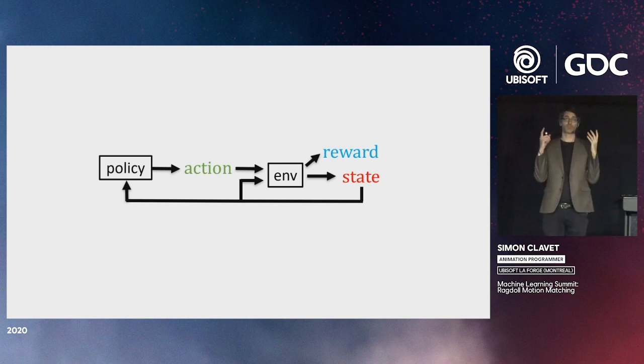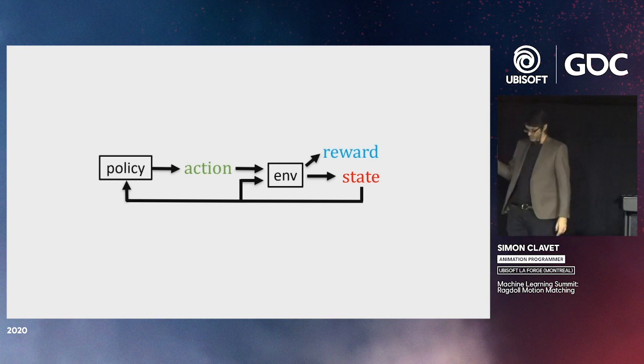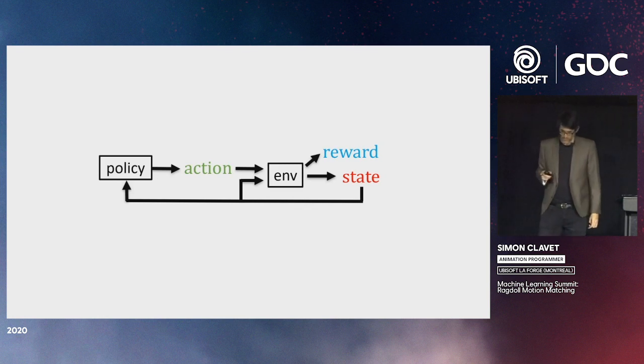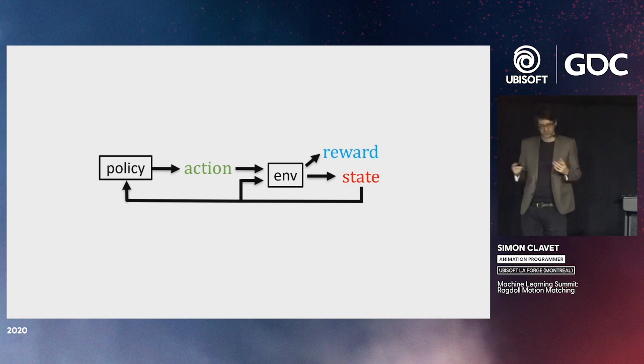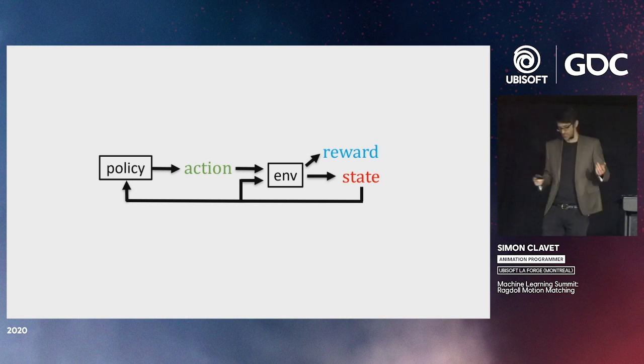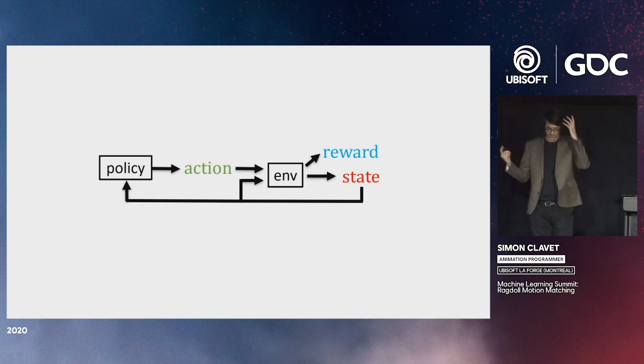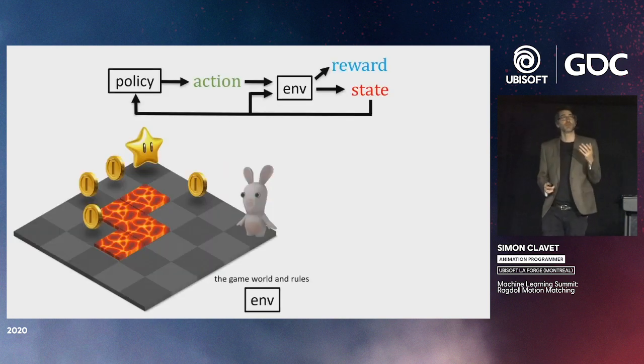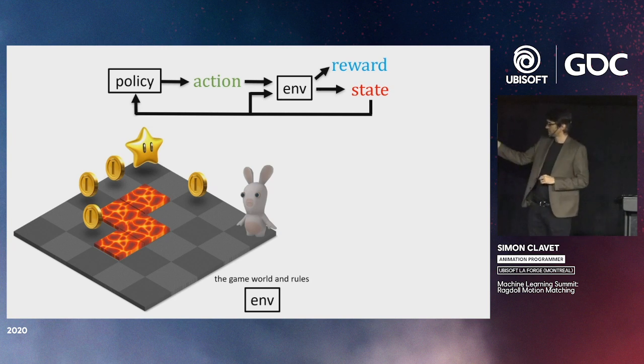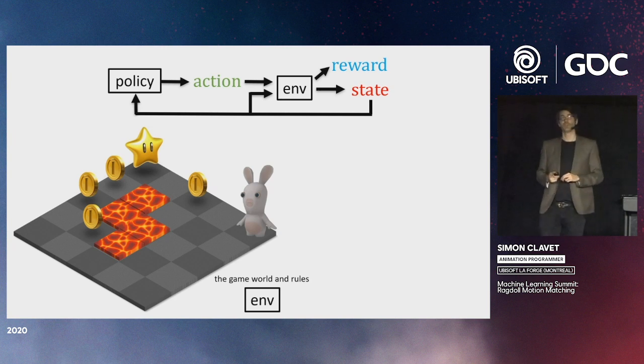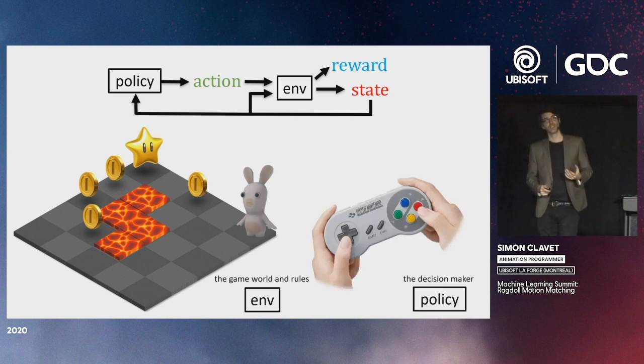So reinforcement learning is this. There's lots of little words and arrows there. There's env, the environment, and there's the policy. There's states, there's actions, and there's rewards. So what are all these things? The environment is the game world and its rules. So here's a little environment with a little character trying to move around, collect coins and stars, and avoid stepping in lava. And the policy is the decision maker. So that's you when you press buttons on a controller, maybe.